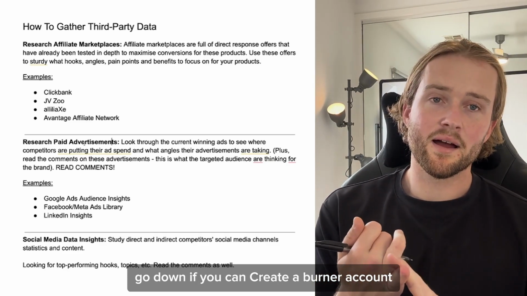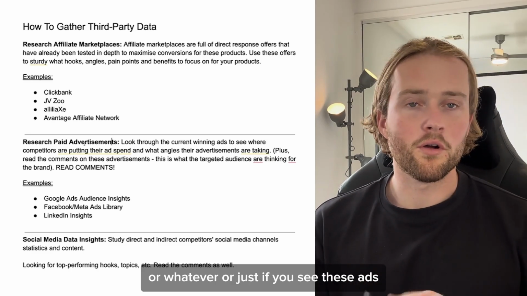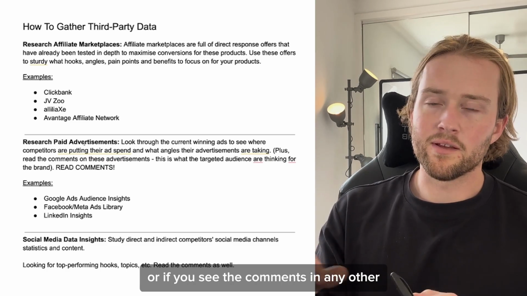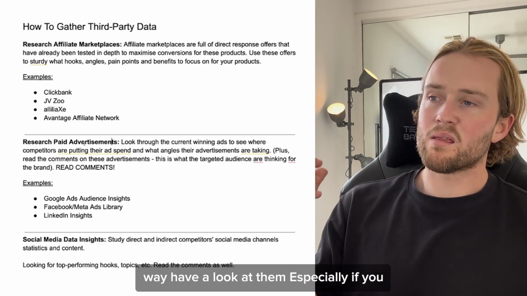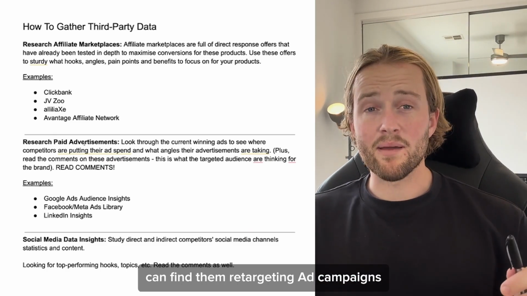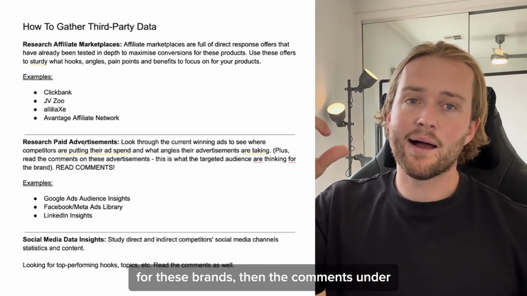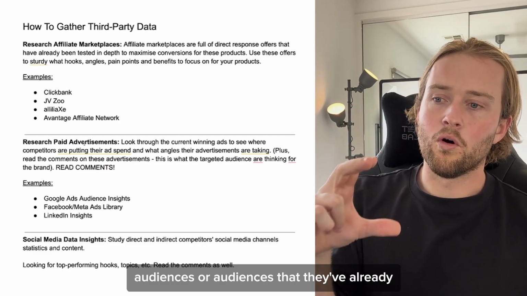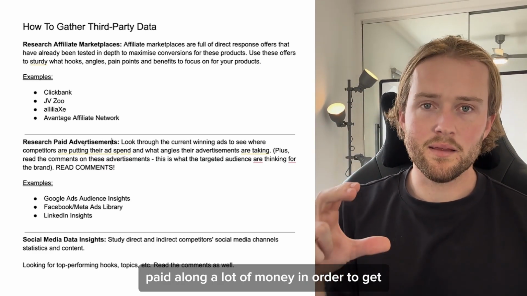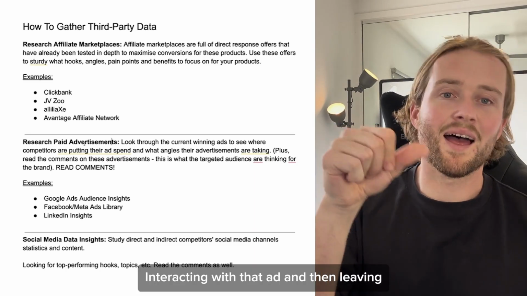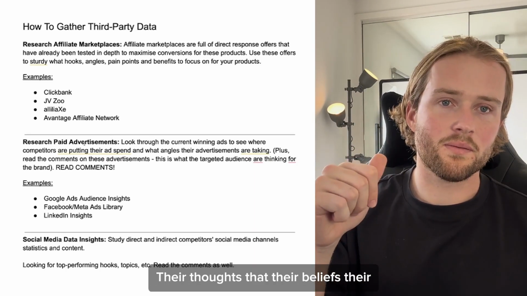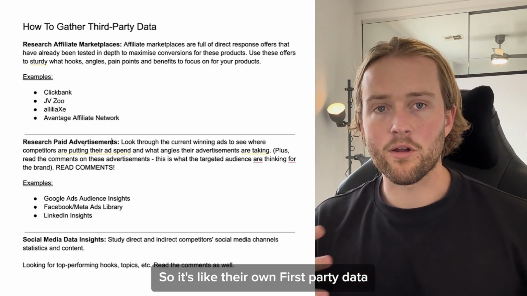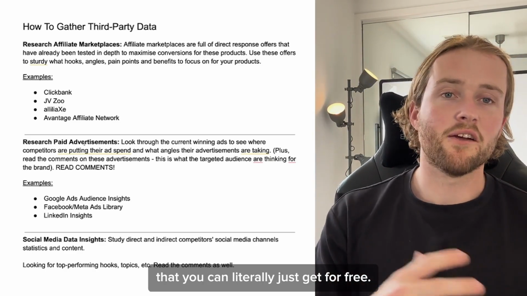And then furthermore, go down, if you can, create a burner account or whatever, or if you see these ads happening natively, look at the comments, or if you see the comments in any other way, have a look at them. Especially if you can find the retargeting ad campaigns for these brands, then the comments under them are literally their most valuable audiences, or audiences that they've already paid a lot of money to get interacting with that ad and then leaving their thoughts, their beliefs, their concerns. That's extremely useful. It's their own first-party data that you can literally just get for free.